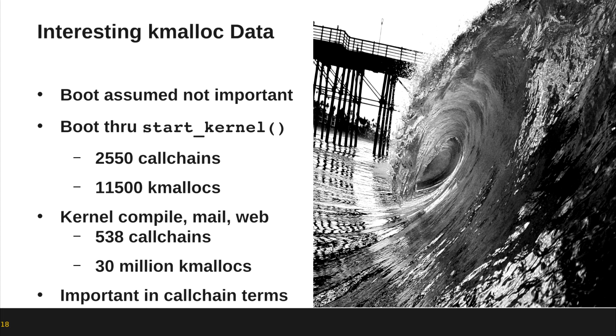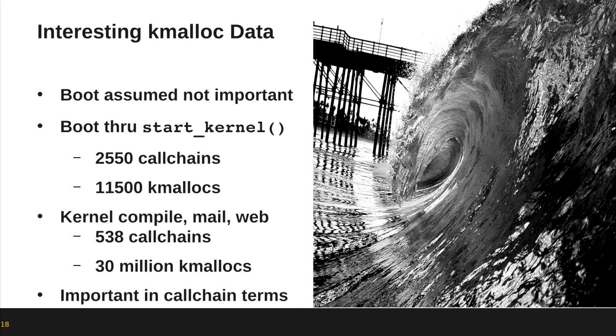And so what I did was I turned hash triggers on for one of my build systems, did a kernel compile, started up Evolution, did some web surfing, and what I found was that there were a lot of kmallocs, in that case 30 million kmallocs. But the interesting thing was that all those kmallocs were funneled into only 538 call chains, which I was expecting a lot more, but maybe I'm just misinformed. That seemed significant: only 538 call chains for a heavily used system, whereas just through start_kernel, things that normally would never be picked up, I have 5 times that many.